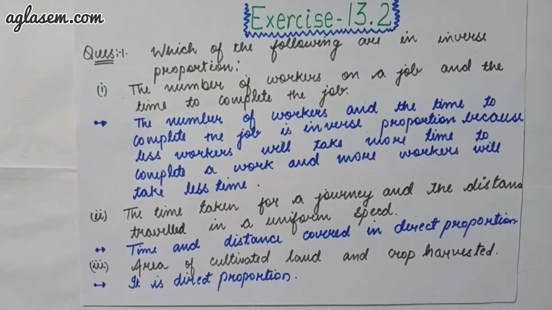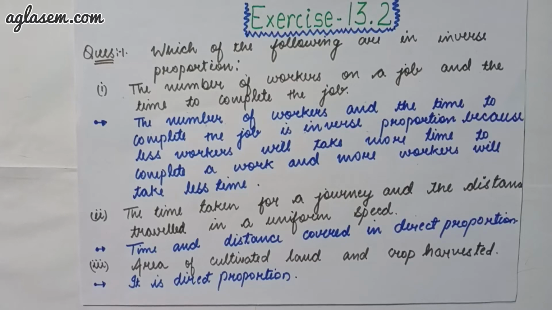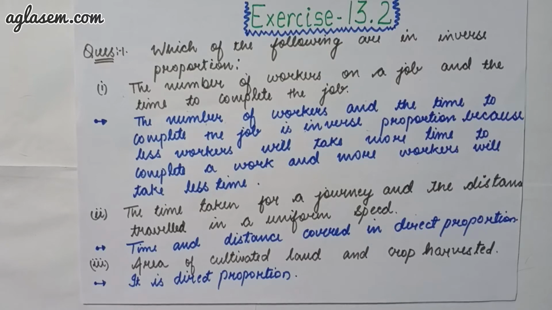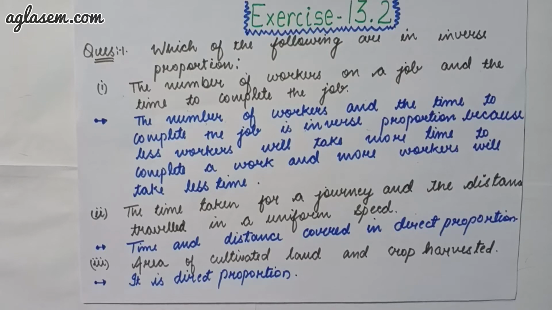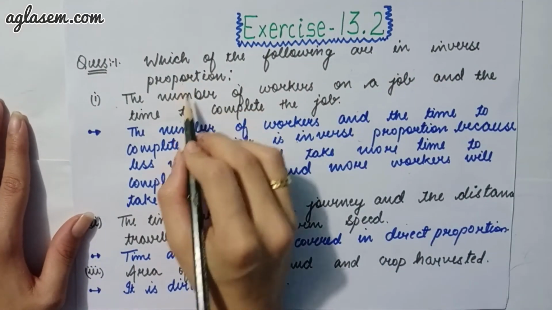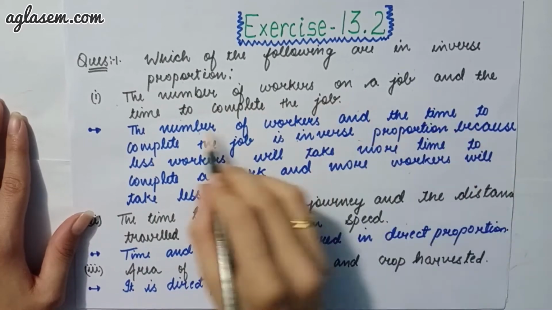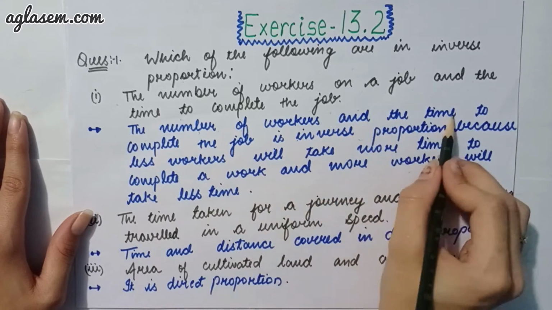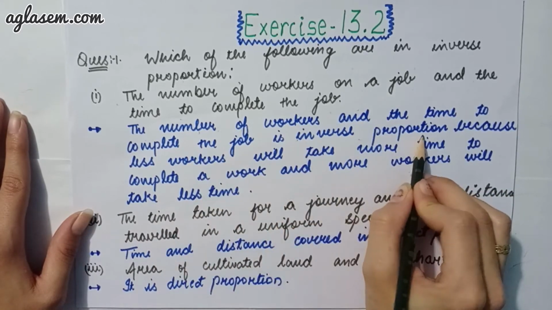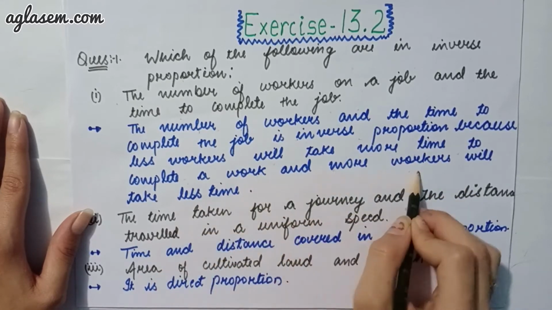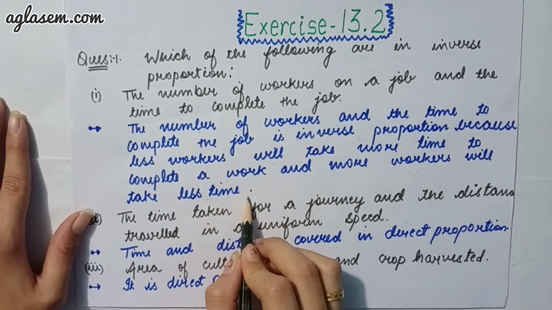Today we will be covering chapter 13, that is direct and inverse proportion. So starting with the first question of our second exercise, that is 13.2, our first question says, which of the following are inverse proportion? The number of workers on the job and the time to complete the job. So the answer is the number of workers and the time to complete the job are in inverse proportion, because fewer workers will take more time to complete the work and more workers will take less time.